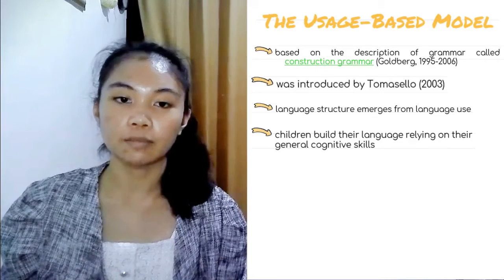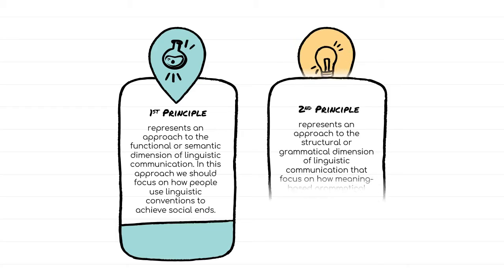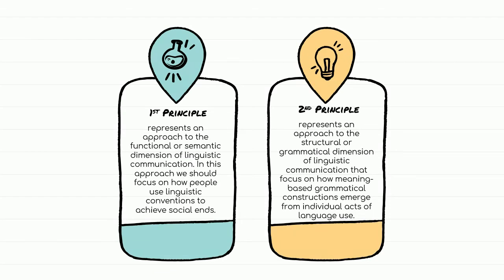structure emerges from use. The first principle represents an approach to the functional or semantic dimension of linguistic communication. In this approach, we should focus on how people use linguistic conventions to achieve social ends. The second principle represents an approach to the structural or grammatical dimension of linguistic communication that focuses on how meaning-based grammatical constructions emerge from individual acts of language.